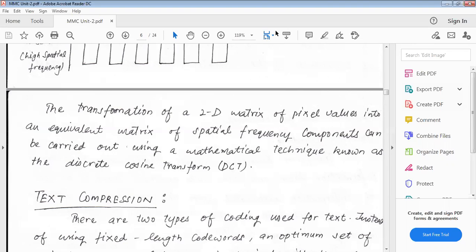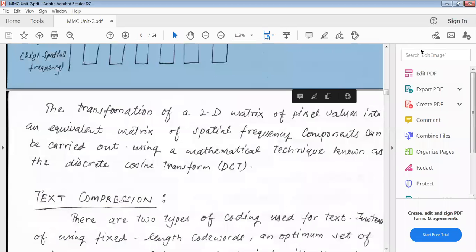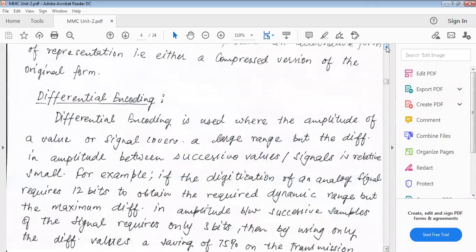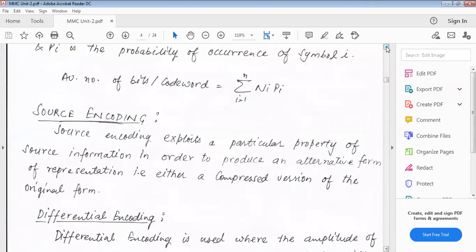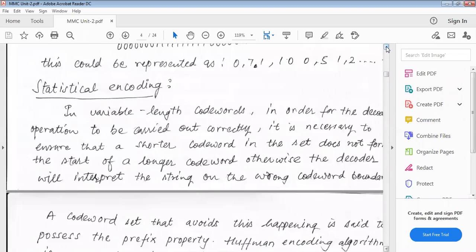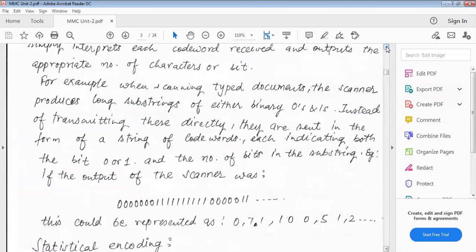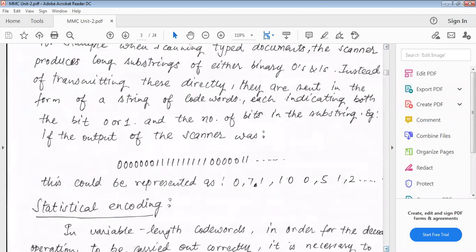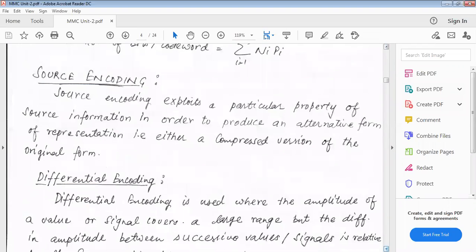So this is about source encoding. In source encoding there are two types: one is differential encoding, and the other is transform encoding. Source encoding means the source is taken and the properties of the source are exploited. Next, we have studied statistical encoding or run length encoding. This is one type, entropy encoding, and the other is source encoding. So these are the compression principles.